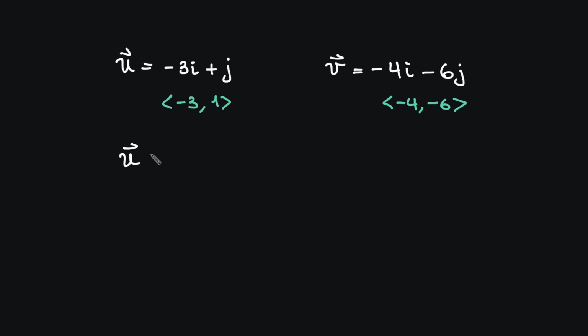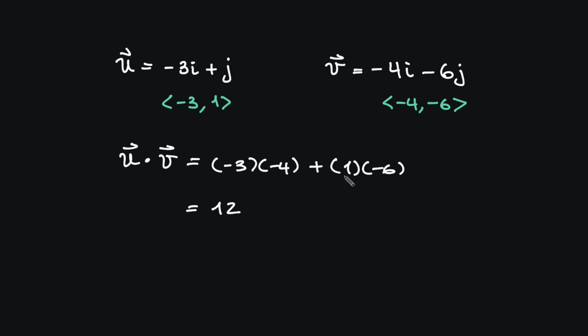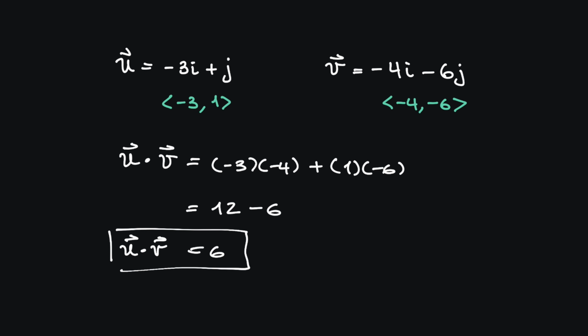So if we apply the dot product between these two vectors, then it will be -3 times -4 plus 1 times -6. -3 times -4 will be positive because a negative times a negative is positive. 3 times 4 is 12. 1 times -6 is -6, and 12 minus 6 will be 6. So the dot product of u and v is going to be the scalar 6. Okay, so that's the only thing that you need to do.